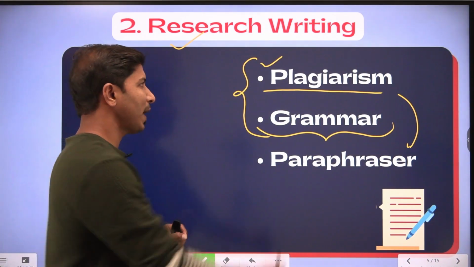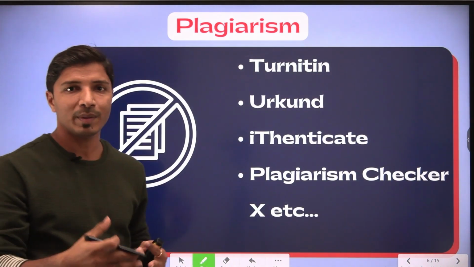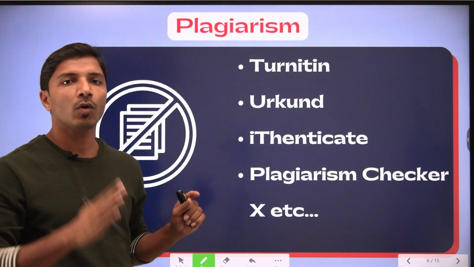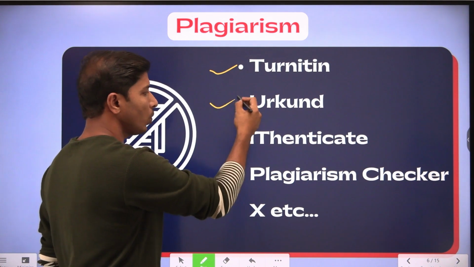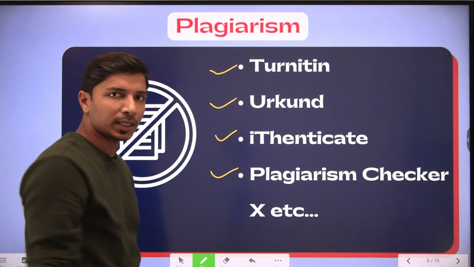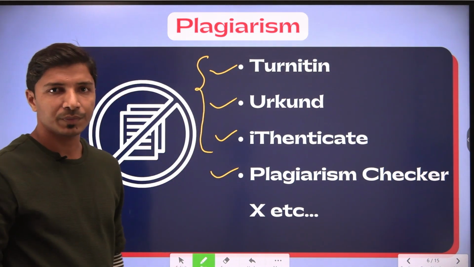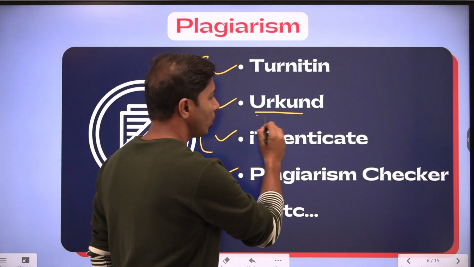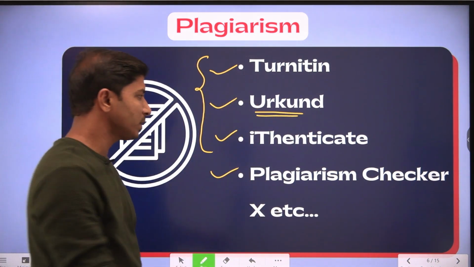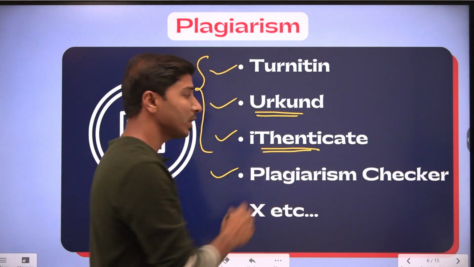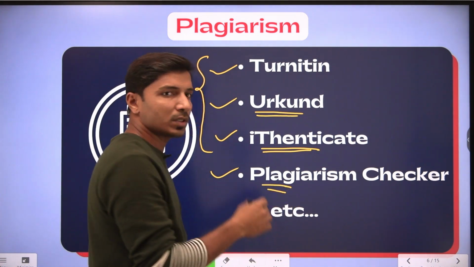When you talk about plagiarism, there are multiple options. There are several tools available in the market. I have listed here 4 important choices: Turnitin, Urkund, Authenticate, and Plagiarism Checker X. The latter 3 tools are mostly used in universities and journals. Urkund is used in many Indian universities and in very few foreign universities. Authenticate is used in a few foreign universities. Plagiarism Checker X is used very rarely.